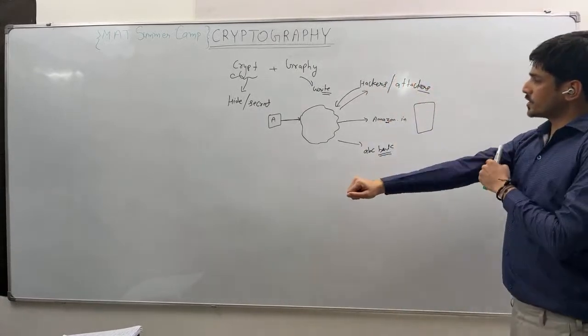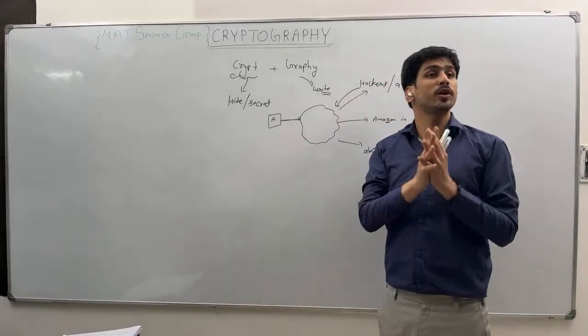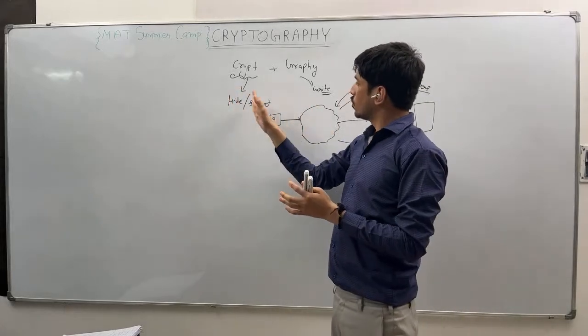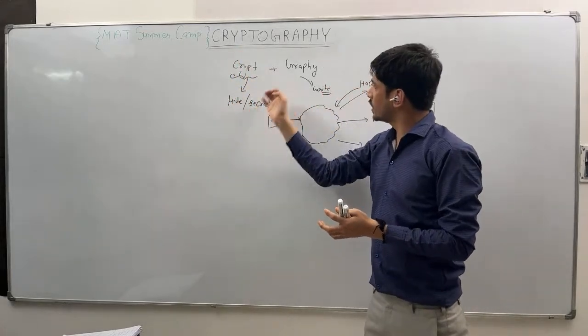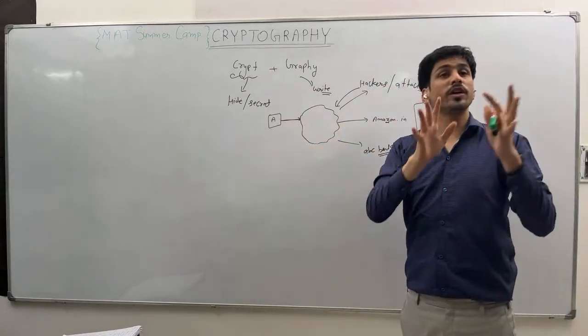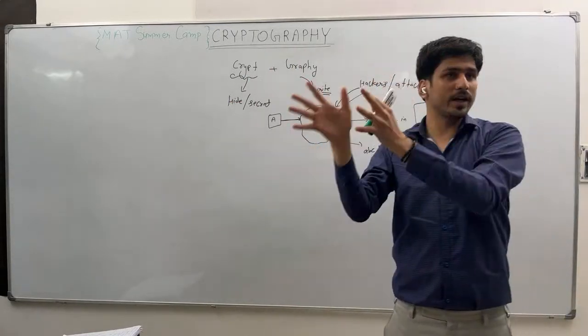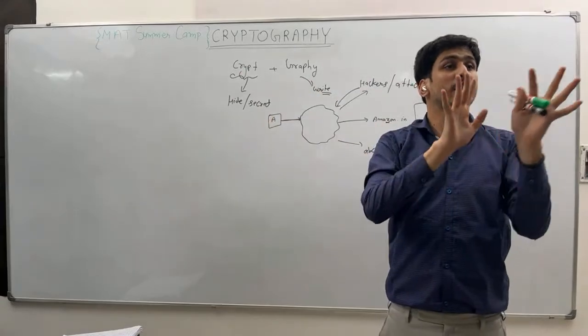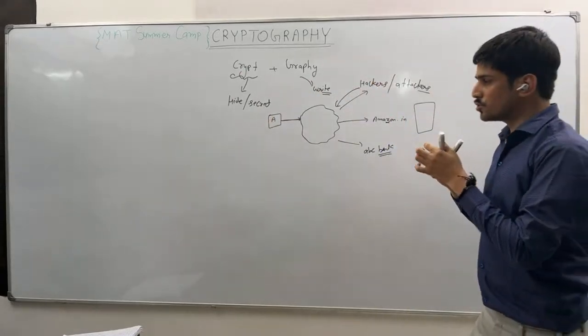As we were discussing, cryptography means: crypt means to hide or secret, and graphy means writing. When we are talking about internet security, whatever packet or data we are sending has to be secure. So let me put this into simple words.